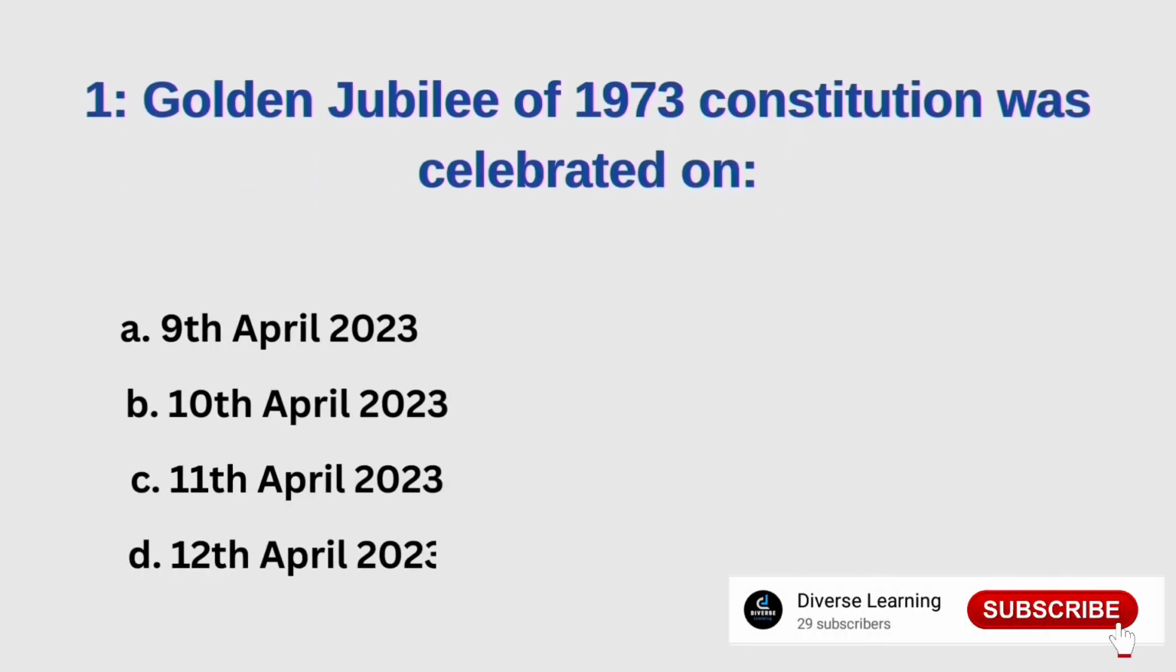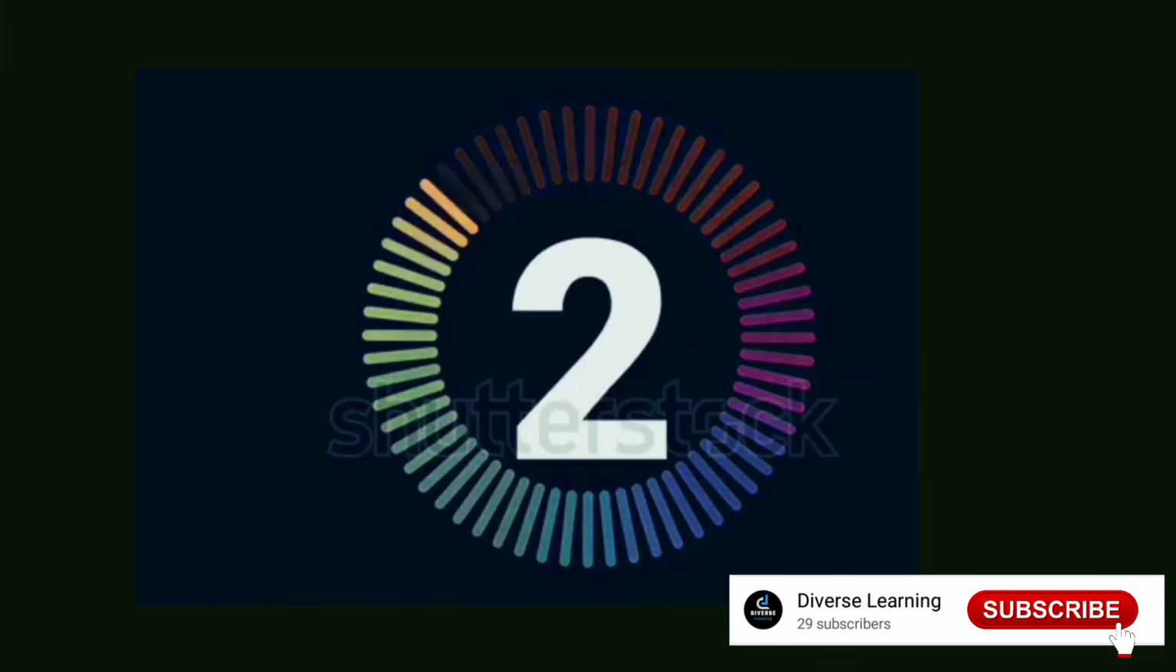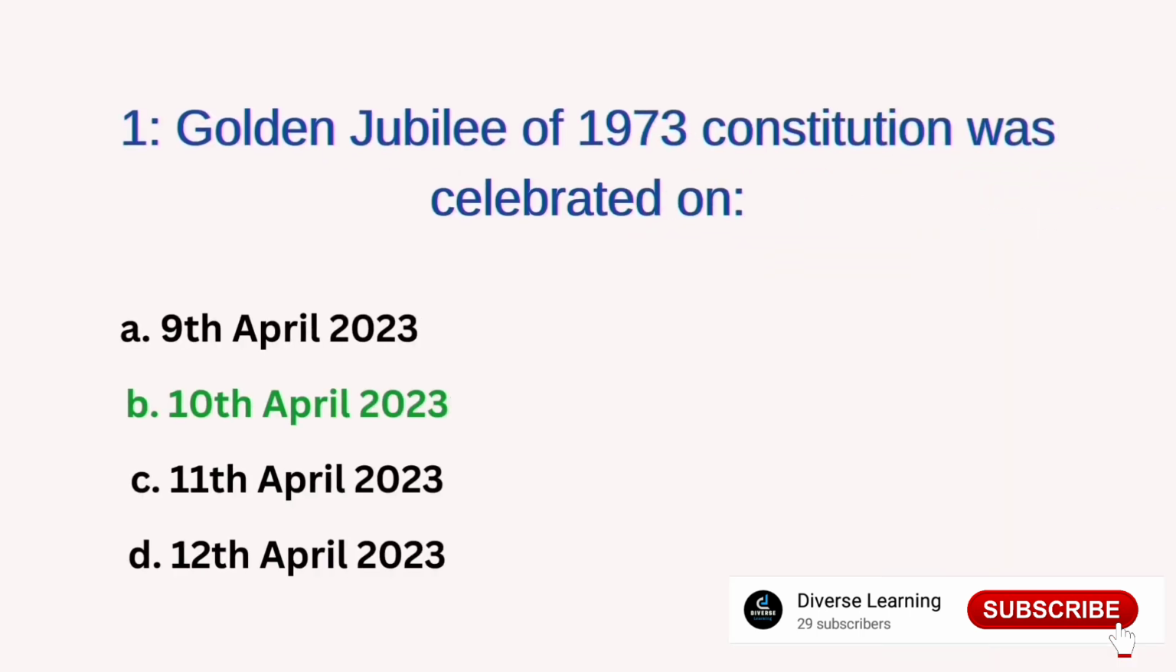Question 1. Golden Jubilee of 1973 Constitution was celebrated on A. 9th of April 2023, B. 10th of April 2023, C. 11th of April 2023, D. 12th of April 2023. Correct answer is B.